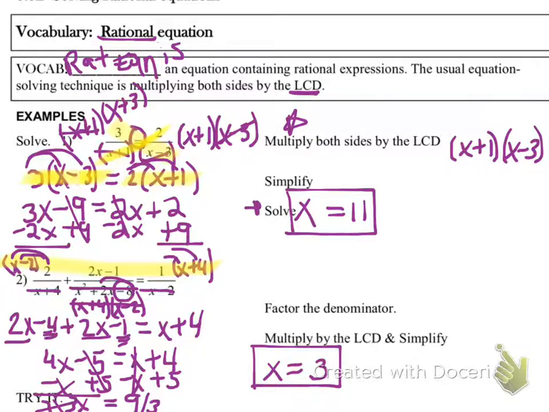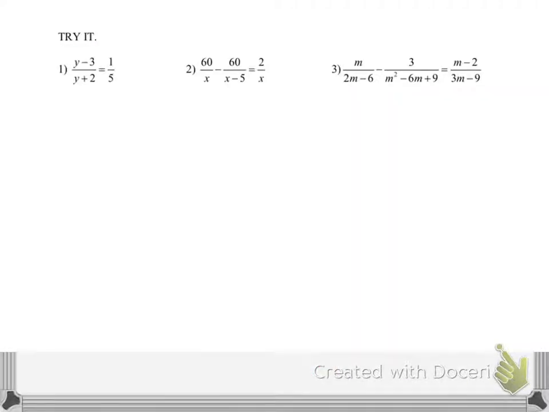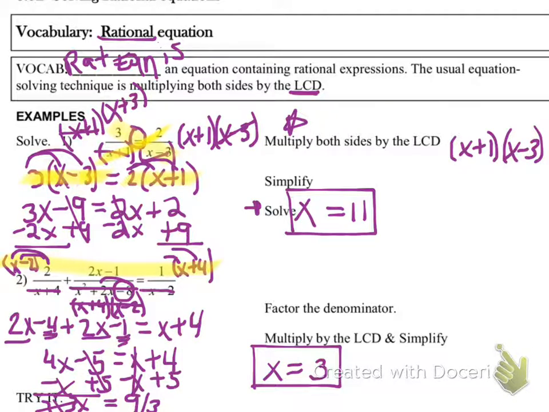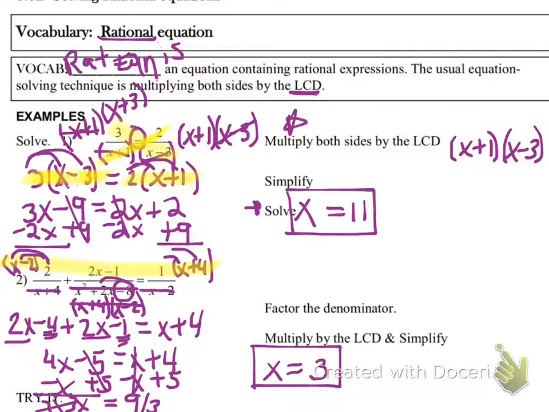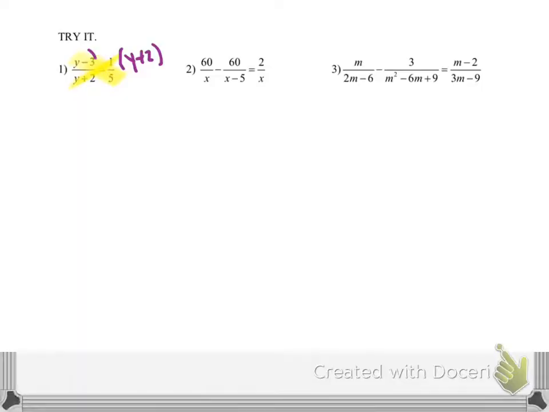Okay, we got 3 more. You can pause it and try them. I will explain them right now as well. Okay, so here I have one fraction on the left in number 1 and one fraction on the right. So you can just cross multiply if you want, or you can think of it as saying, okay, I need to multiply this one by y plus 2. I need to multiply this one by 5.